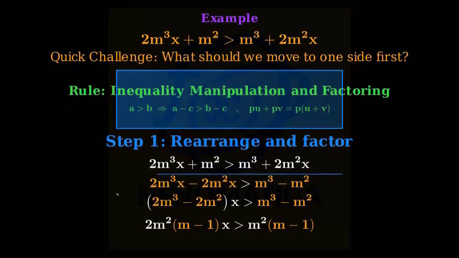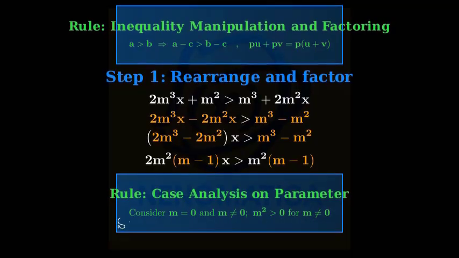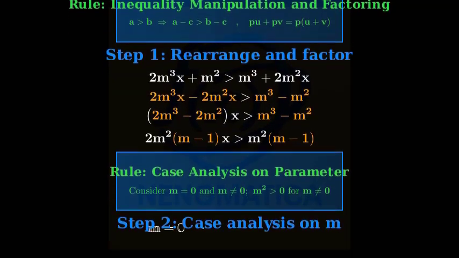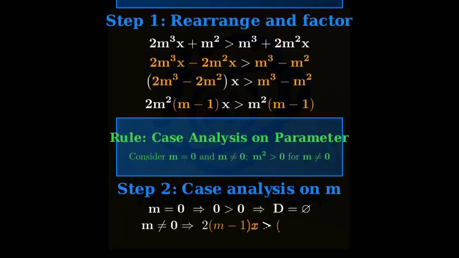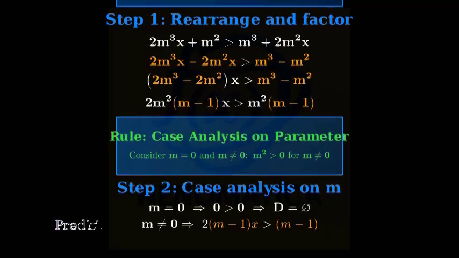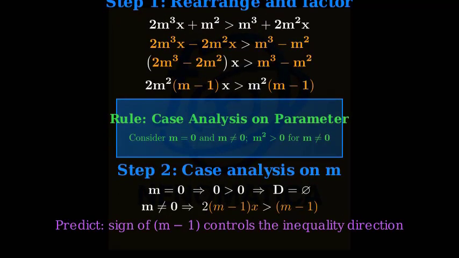Step 2. Analyze parameter cases. Because m is a parameter, we split into m equals 0 and m not equal to 0. When m equals 0, both sides become 0 and the strict inequality fails. When m is not 0, we can safely divide by m squared, which is positive, obtaining a simpler inequality in terms of m minus 1. Can you predict what happens depending on the sign of m minus 1?